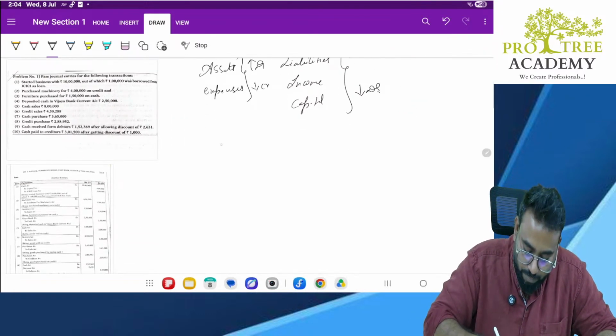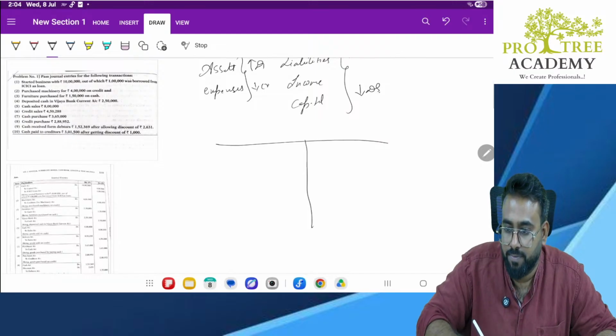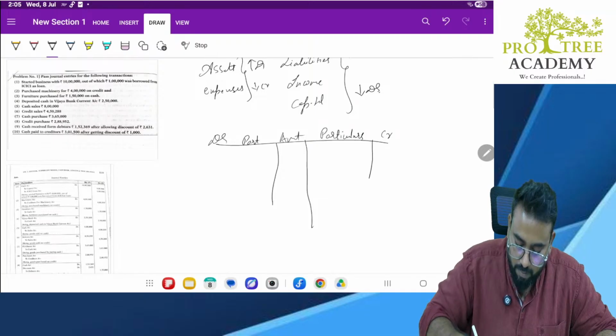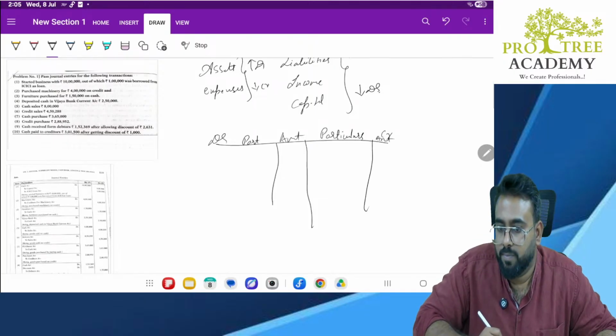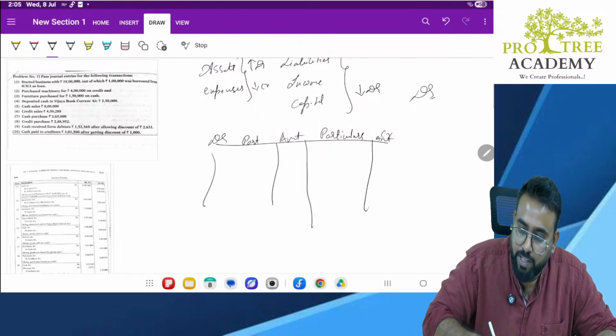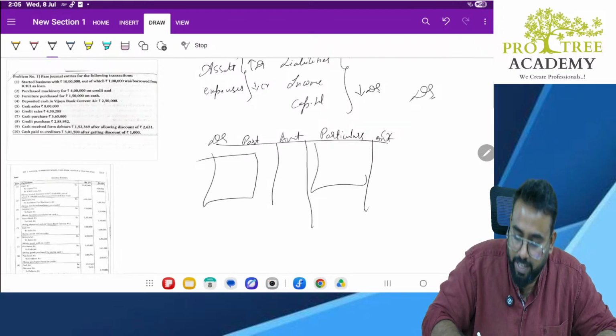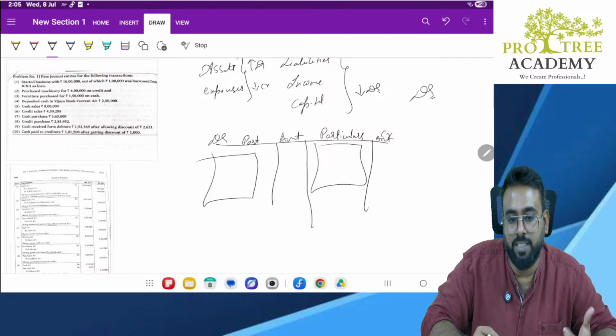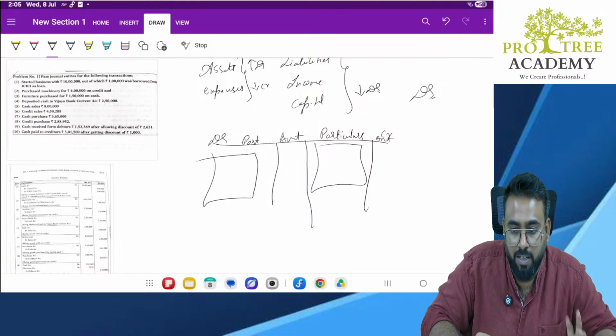Then we saw how to record a ledger. After recording the journal entry, how to post it to the ledger. Debit, credit, particulars, amount. So whichever account gets debited, we'll write on the debit side. Whichever accounts get credited, we'll write on the credit side. Correct? We quickly went through this. Today we'll practice the journal entries based upon some practical questions.